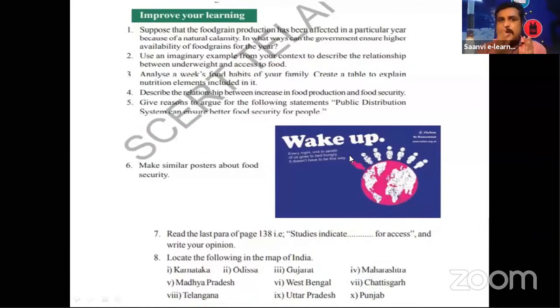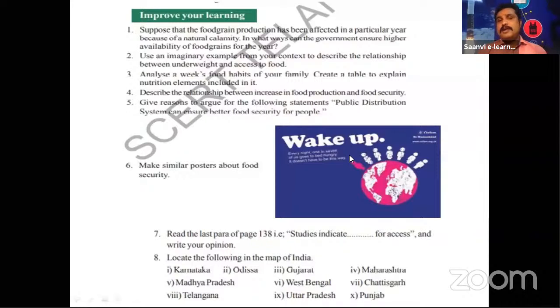See, suppose that food grain production has been affected in a particular year because of natural calamities, such as earthquake, flood, or any other natural calamities. In what ways can the government ensure higher availability of food grains for the year? That is a question. Buffer stock, I have told you, is one way. And what are the other steps the government can take? Find a solution for that.